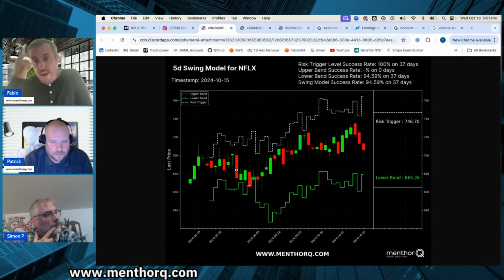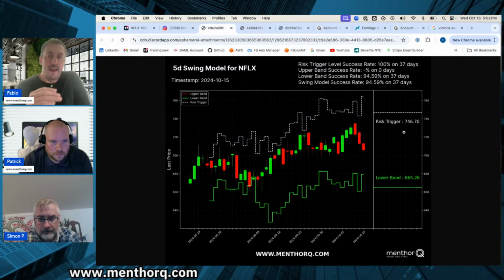So what we have here, we have our lower band, 665.26, our risk trigger, 746. As you can see, we are in a kind of bullish bias from the model. If you look at the success rate, 94% on 37 days. And maybe I can explain a little what success rate means.